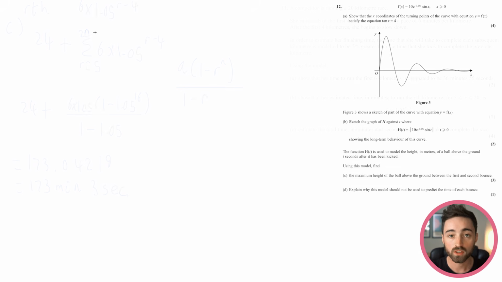Cool. Question 12. F of x equals 10e to the minus 0.25x times sine x. Okay. Show that the x coordinates of the turning points of the curve of the equation y equals f of x satisfy the equation tan x equals something. Okay, so turning points, what we're doing, we're differentiating and we're setting equal to 0.